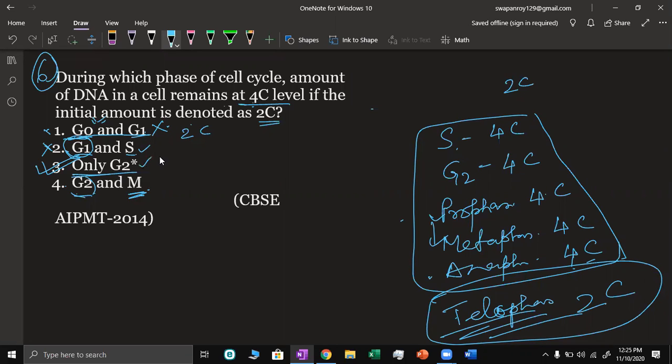Otherwise, this double amount of DNA content will be in the S phase, G2 after the completion of the S phase, prophase, metaphase, anaphase. This is the CBSE AIPMT 2014 question.